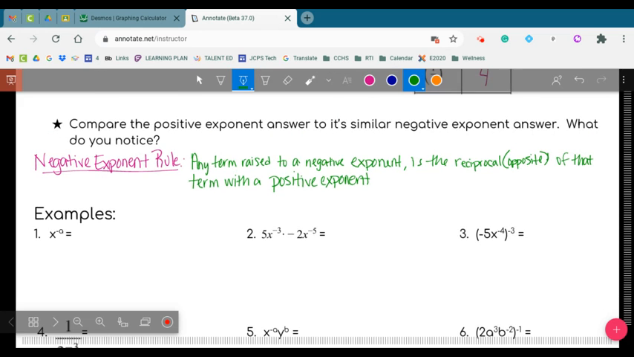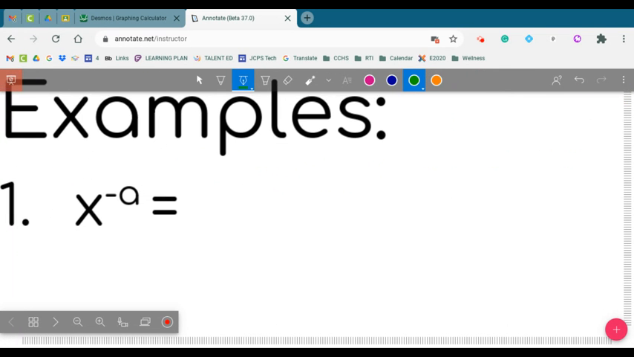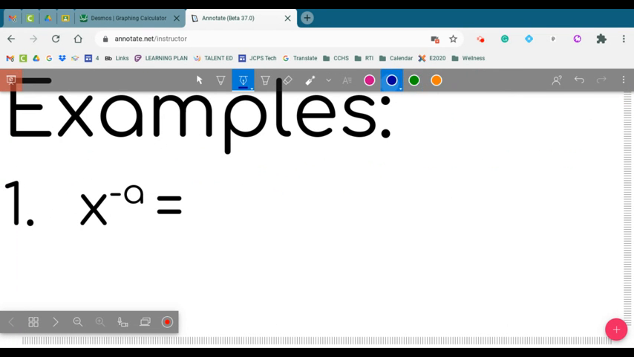Okay, so if you need a positive to get it down, get that down. So our first one, we have x to the negative a. So this x we're going to flip. So we're going to do 1 over x. And that x is now going to be to the a power. So that a becomes positive whenever I flip it.